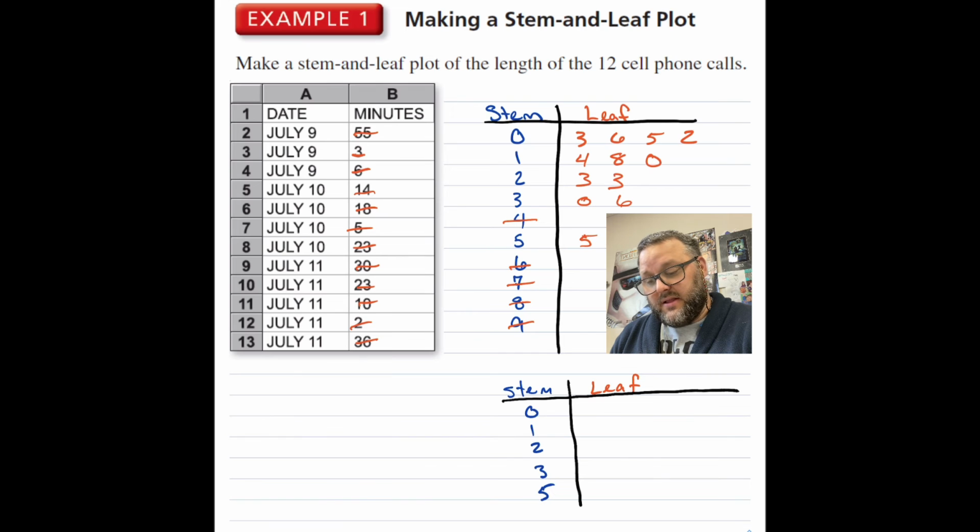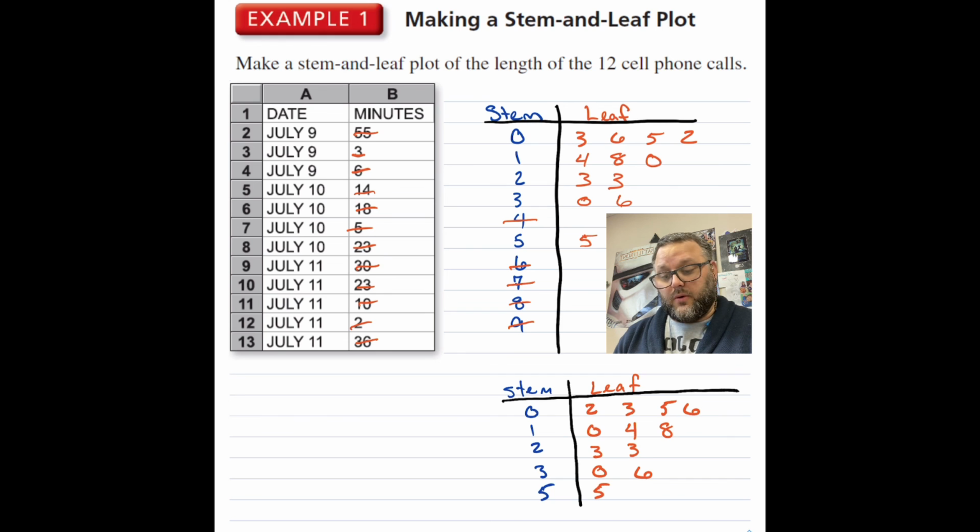All right, and then my leaf, I'm going to put each one of these in order. When I had 0, in order would have been 2, then 3, then 5, then 6. When I had the 1s, I would have had 0, 4, and 8. When I had my 2s, I had a 3 and a 3. When I had my 3s, that's already in order, 0, 6. And when I had my 5s, I had 5.